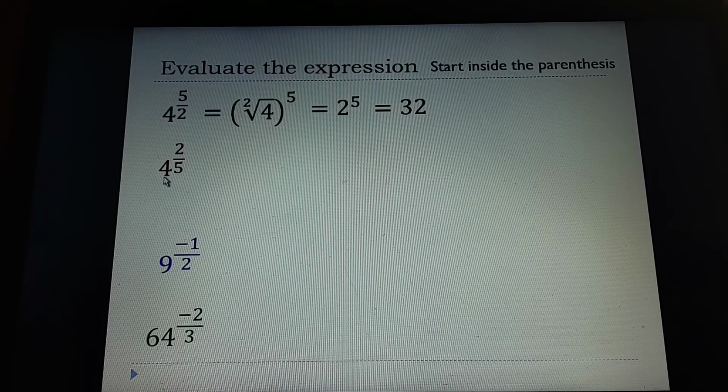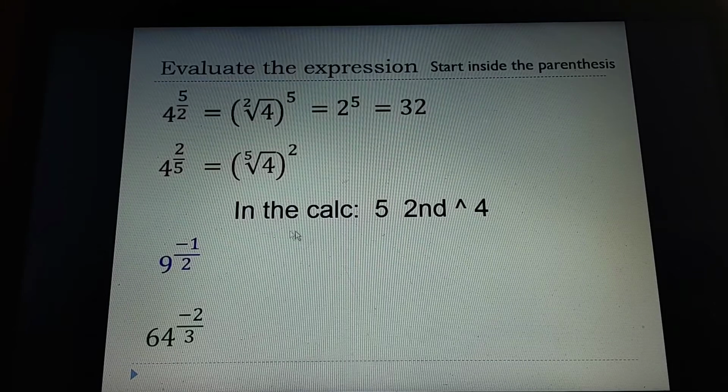Now let's say we have 4 to the 2/5 power. First thing we're going to do is rewrite it. This time, the number outside the power will be 2, and the index will be 5. Now, the 5th root of 4 is not on our table, so you have to put it in the calculator.